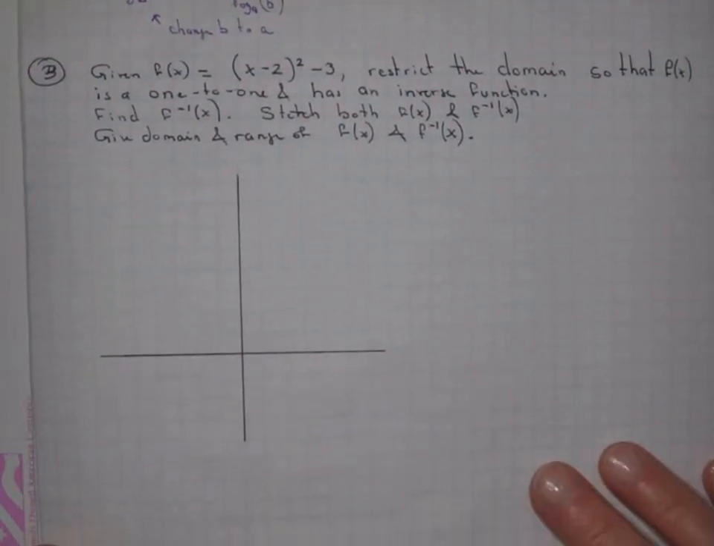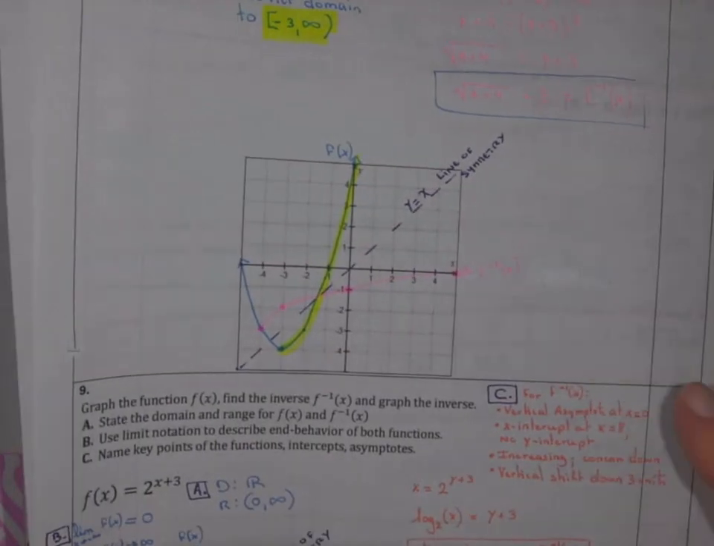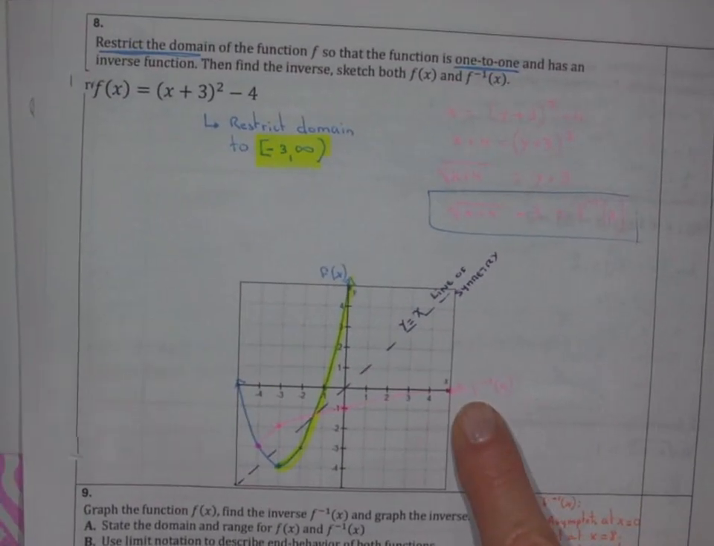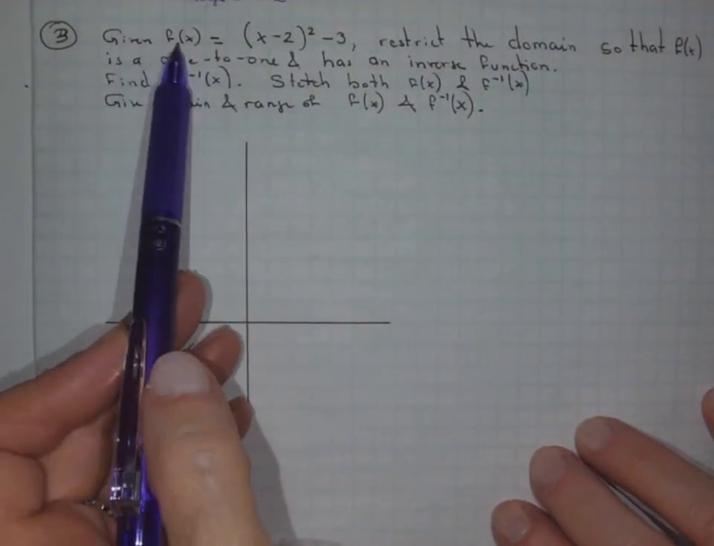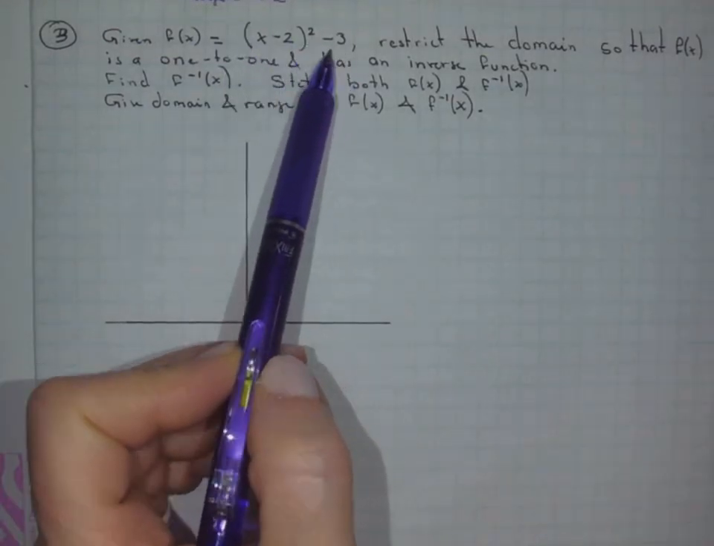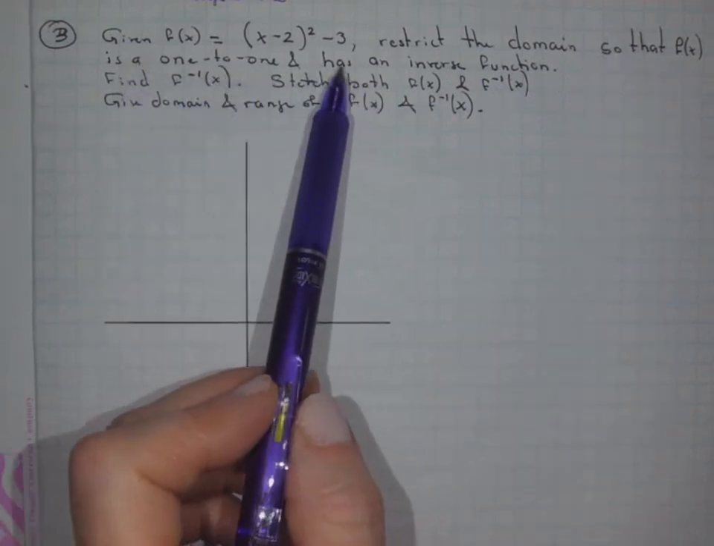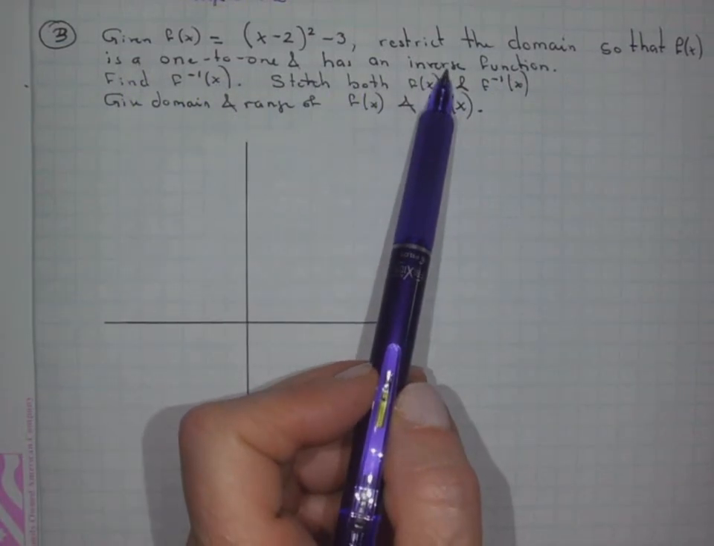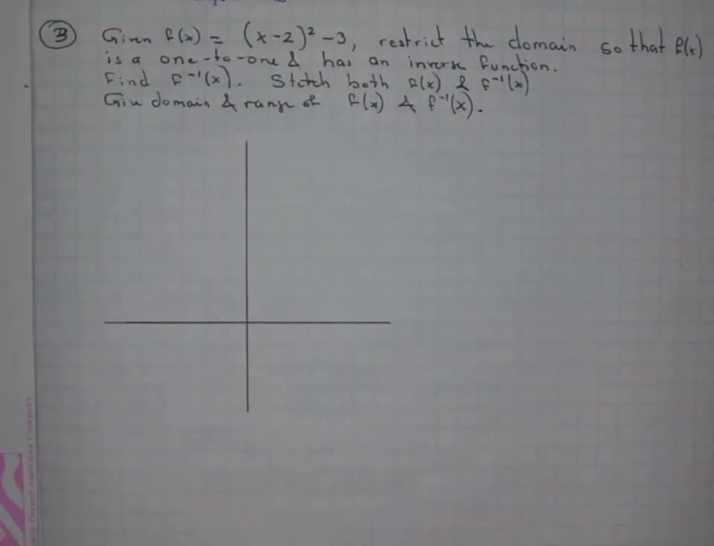Alright, now some of you asked me for something that's similar to this one, right? That was number 8 in the review, so there is one similar to that. So I'm given a function f of x, and it's x minus 2 quantity squared minus 3. We need to restrict the domain so that f of x is a one-to-one function, so that we can find an inverse that's also a function. Then we're going to find the inverse, sketch both of the graphs, find domain and range, okay?